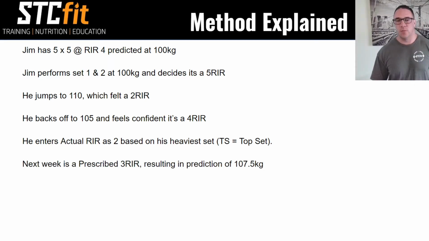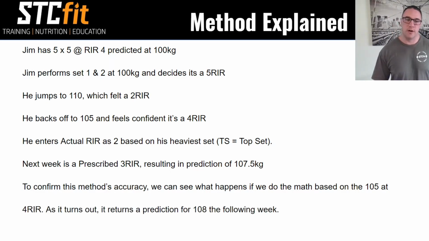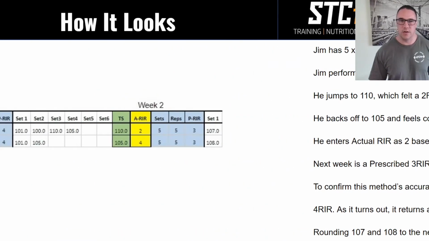Next week, the prescribed 3 rep in reserve results in a prescription of 107.5 kilos. To confirm the accuracy of this method, we can see what happens if we did the math based off the 105 at a 4 RIR. The prediction for the 3 rep in reserve is actually 107, rounded up to 107.5. And the prediction for the 105 at a 4 rep in reserve is 108, rounding down to 107.5 kilos, not using tiny little plates. So they actually end up exactly the same in both scenarios, showing us that this method is going to be pretty accurate in most cases.